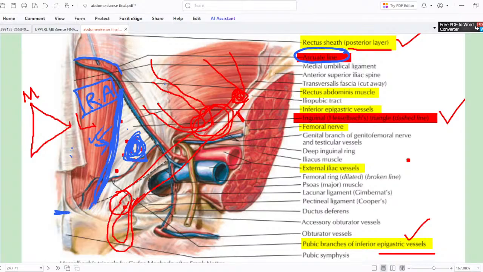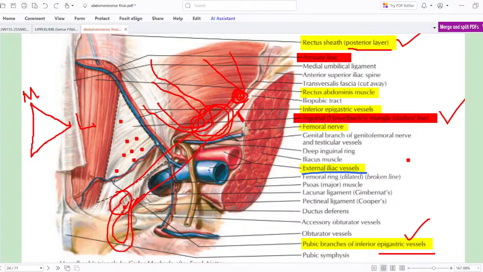It is easy. We have this epigastric vessel. Epigastric vessels are coming from the external iliac vessels. We have inferior epigastric vein and inferior epigastric artery. Inferior epigastric vein comes from the external iliac vein, and inferior epigastric artery comes from the external iliac artery. This triangle is called Hasselbalch triangle.